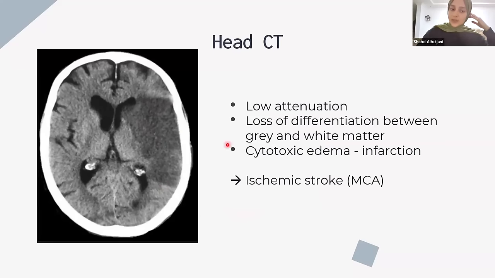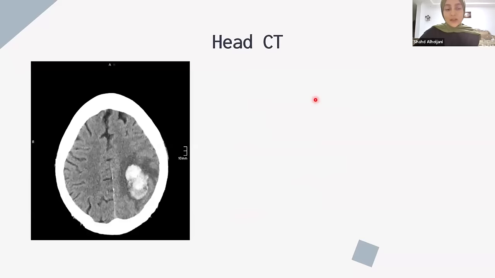Here, in which territory? This is supplied by which artery? You took the blood supply, right? Yes, MCA. So this is the MCA territory. There is an infarction there. This caused an ischemic stroke. Okay. In this case, what do you see?